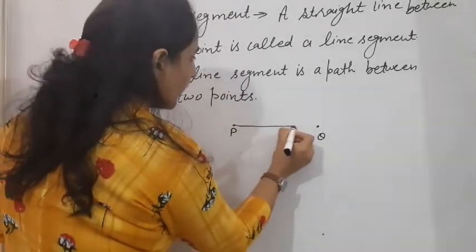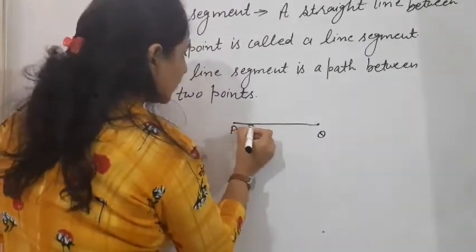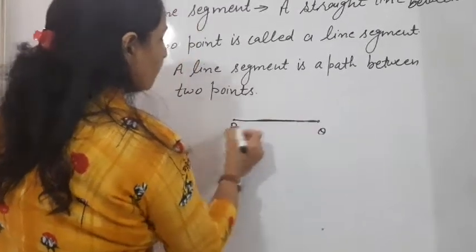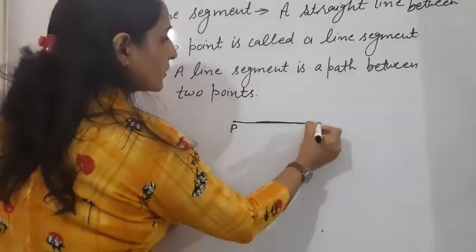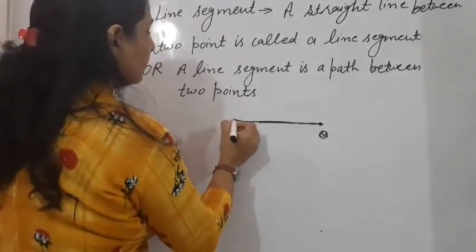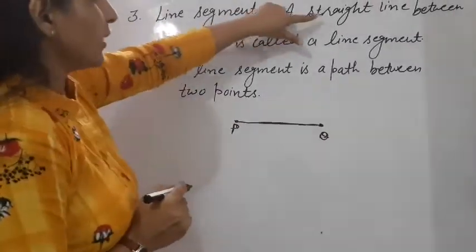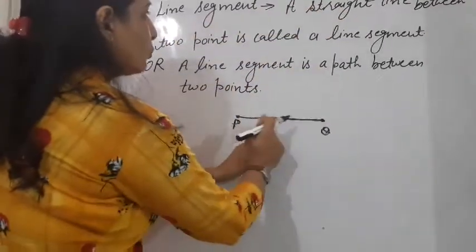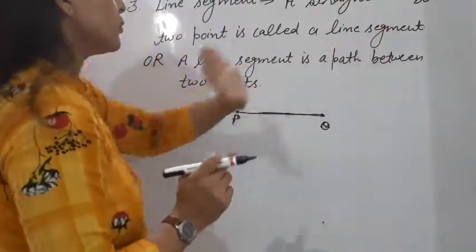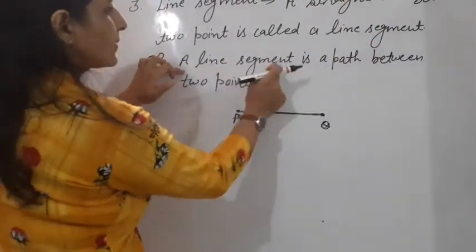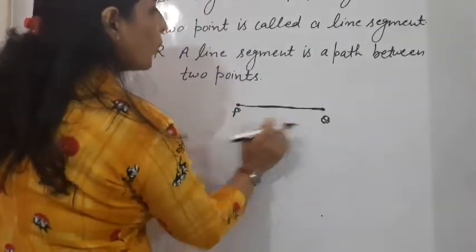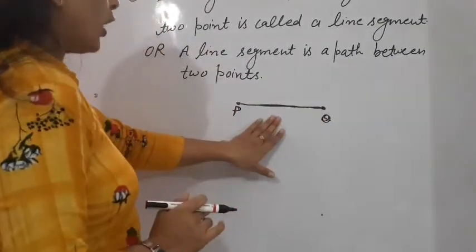This is the path which is connecting these 2 points. Clear? P and Q. This is the point Q and here is P. So a straight line between 2 points is called a line segment, or you can say that a line segment is a path between 2 points.